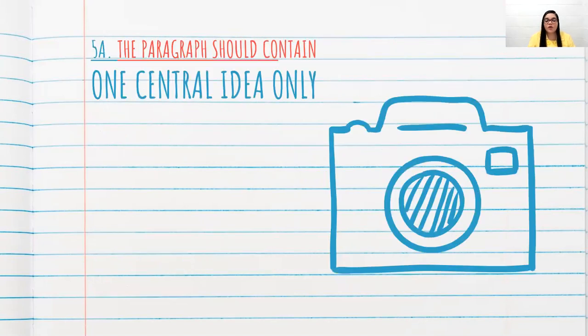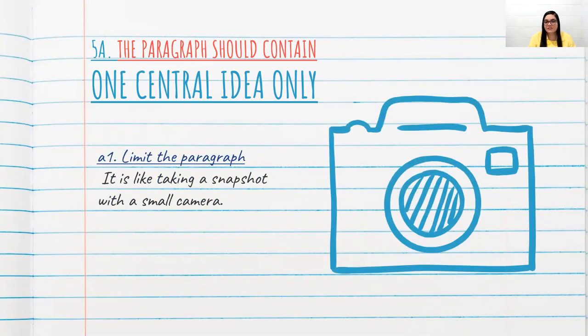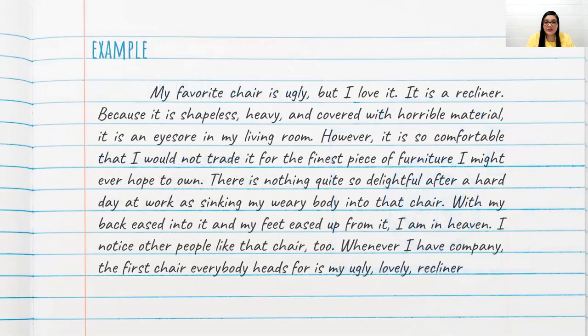All right, so as the first point, think of this. The paragraph should contain one central idea only. Why? Because, as I was telling you, this is just like taking a snapshot with a very small camera. The paragraph doesn't give you enough room to discuss several subjects, different topics, and subtopics. Instead, you can take a look at this example.